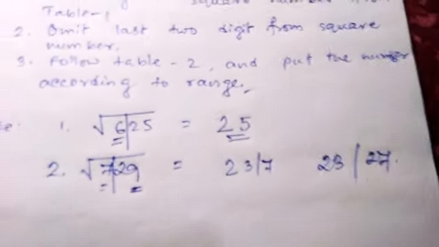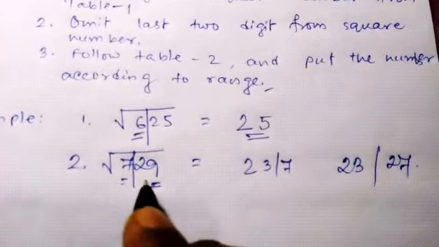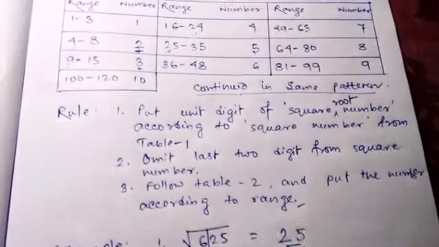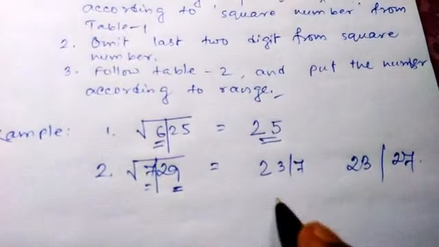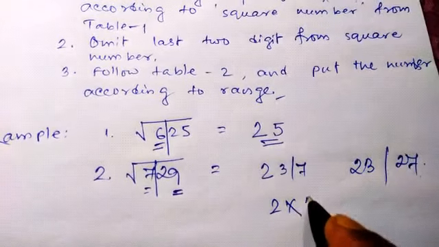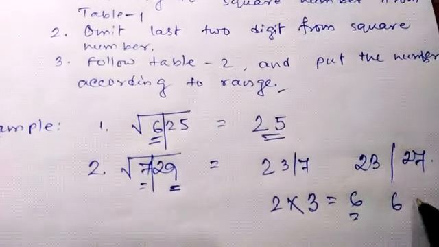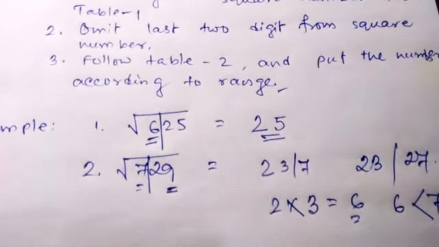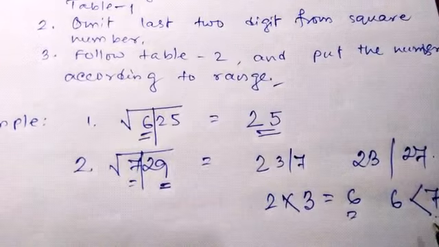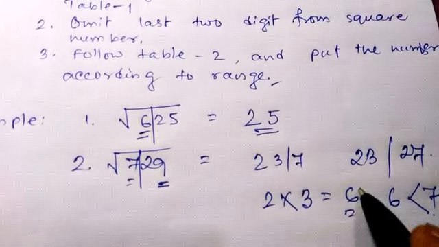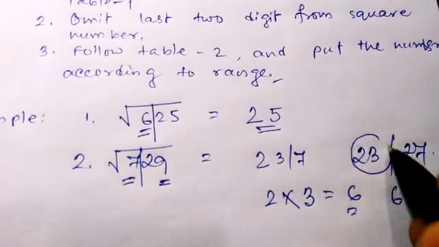Now check it. In this case the number is 2. We have found it in range number 2. So I just multiply 2 with the next number, that is 3. We get 6. In this case 6 is less than 7. If the product is less than the first number, then the lesser one is the answer.